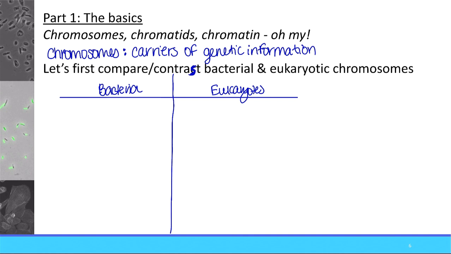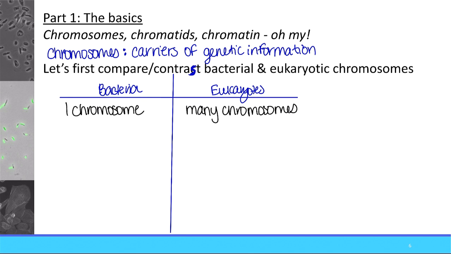So I encourage you to go ahead and to pause the video and think back to our first topic when we first began this idea of comparing and contrasting different types of cells and see what kind of information you can pull in. So bacteria tend to have 1 chromosome, whereas eukaryotes have many chromosomes. The next major difference between bacteria and eukaryotes is that bacteria have a circular chromosome, whereas eukaryotes have linear chromosomes.